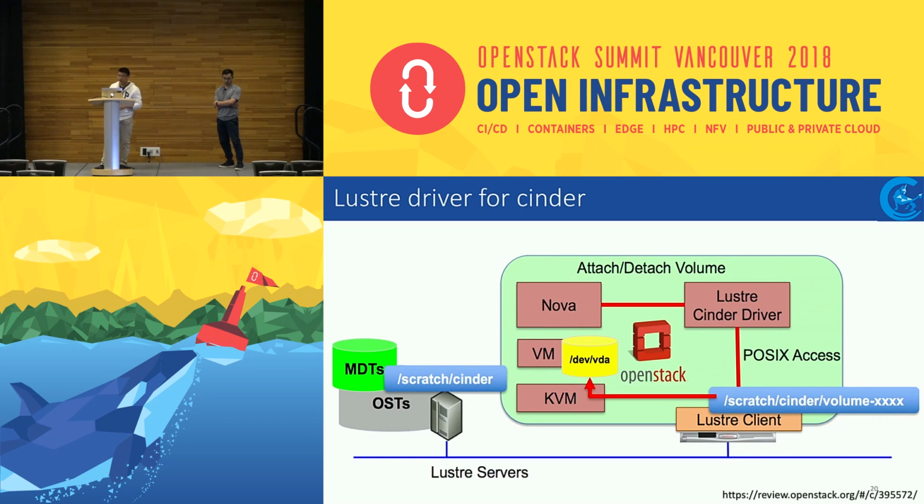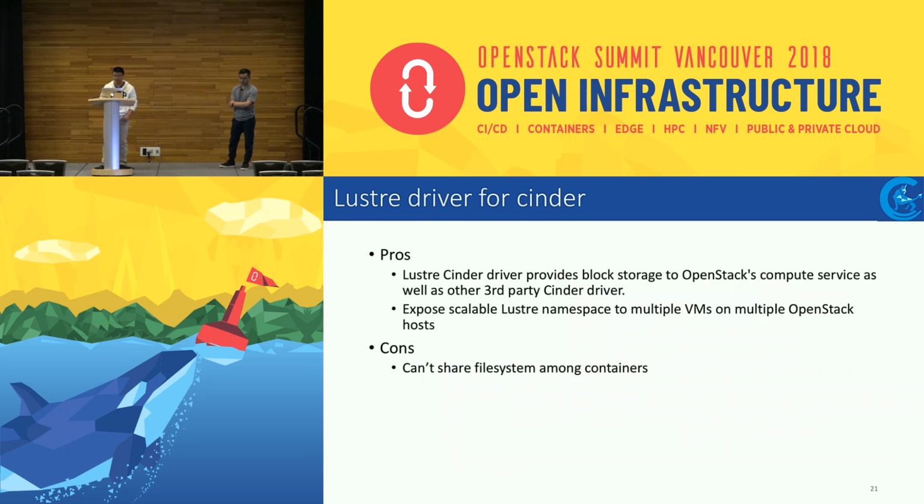The second solution is more like a cloud solution. It implements a Lustre Cinder driver by exposing a scalable Lustre namespace to multiple virtual machines on multiple compute hosts. The link below is a patch. But unfortunately, the patch has not had any activity since last year. The advantage of this solution is more performance, and the Lustre Cinder driver provides block storage to OpenStack's compute service, as well as other third-party Cinder drivers. The main disadvantage is that it can only provide volume storage, with no file system sharing among containers.